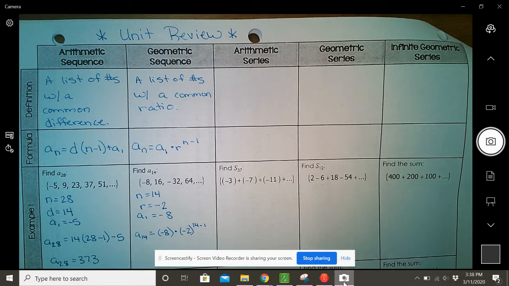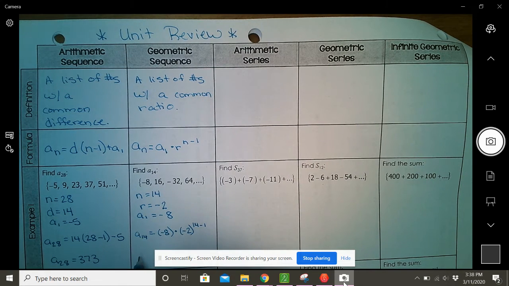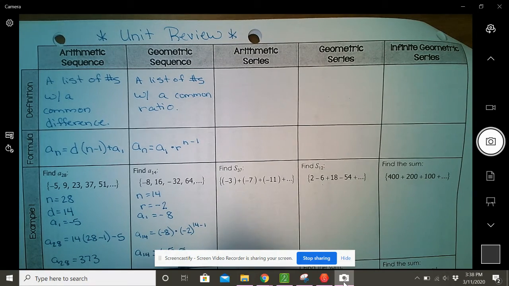Take that on over into a calculator to help you with the arithmetic. You should get the 14th term to be 65,536.